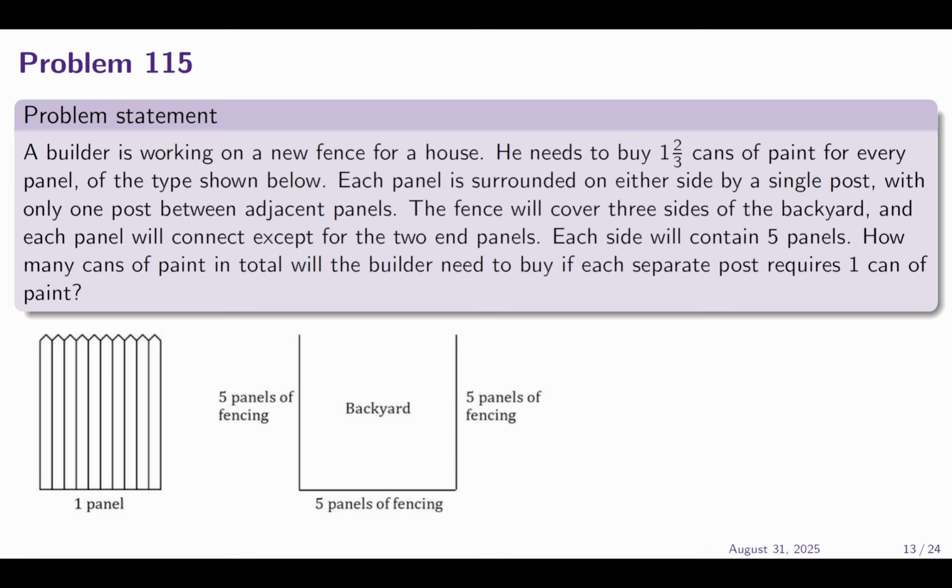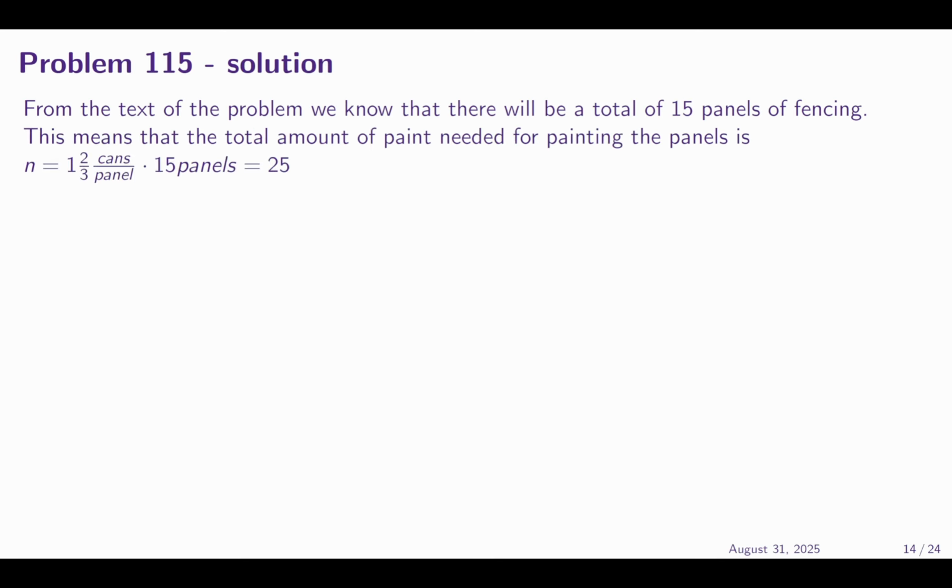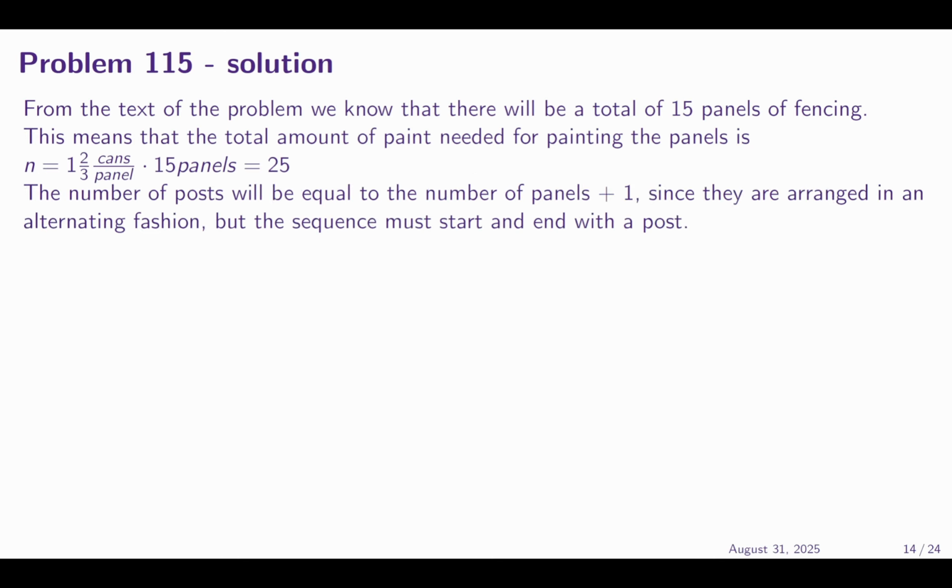And we have a very nice diagram here showing us exactly what the backyard looks like. What we can notice right away is that we're going to have a post right here, and then we're going to have a pattern of panel, post, panel, post, panel, post, and then panel, post, etc. From the text of the problem, we know that there will be a total of 15 panels of fencing, and that means that the total amount of paint needed for painting the panels is 1 2/3 cans of paint per panel times 15 panels equals 25.